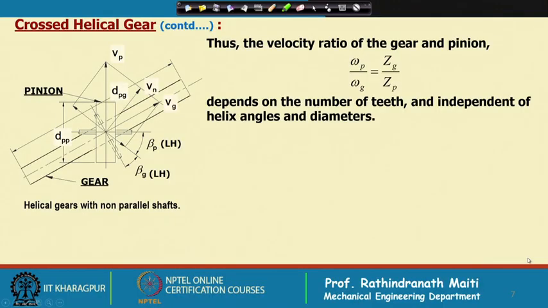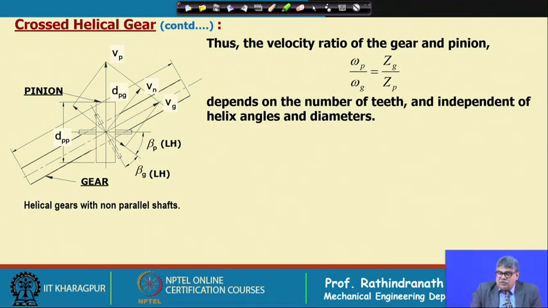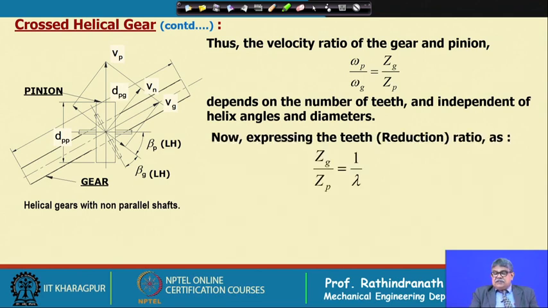Whereas, in case of parallel shaft, the helix angles, if one is right hand, the other will be left hand and vice versa. That we should keep in mind. Their magnitude will be the same also in case of parallel shaft. Now, the velocity ratio of the gear and pinion, which we have already derived, Wp by Wg, is teeth number of gear divided by teeth number of pinion. It depends on the number of teeth and is independent of helix angles and diameters.